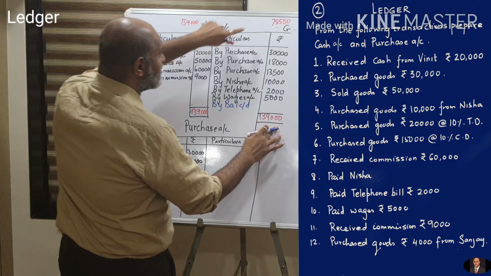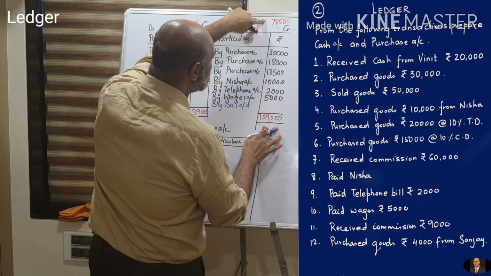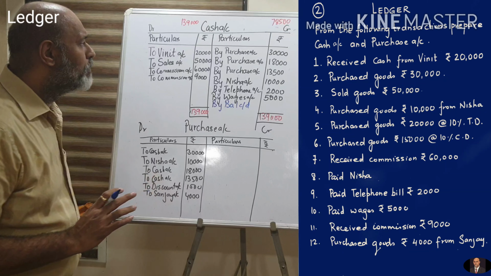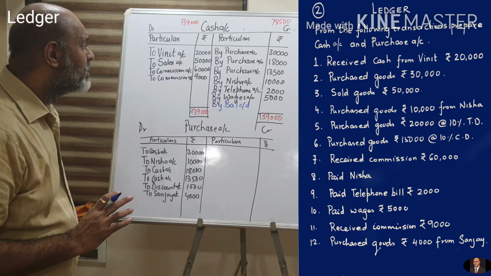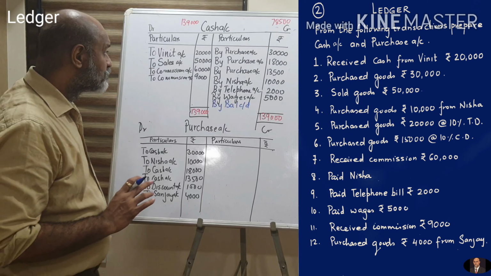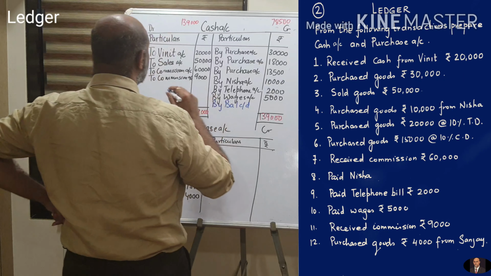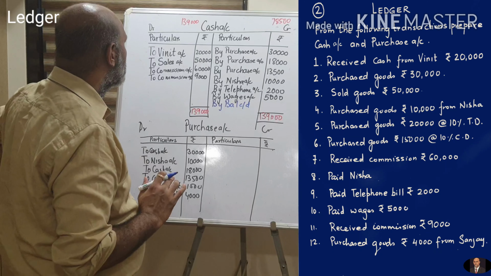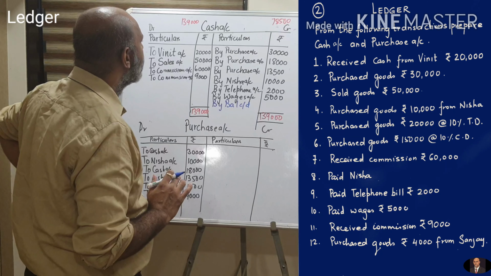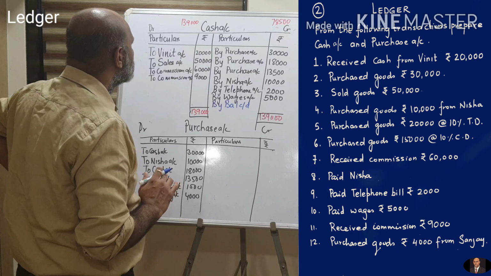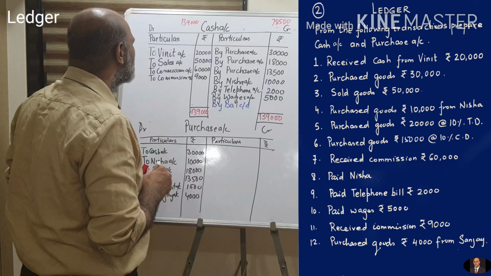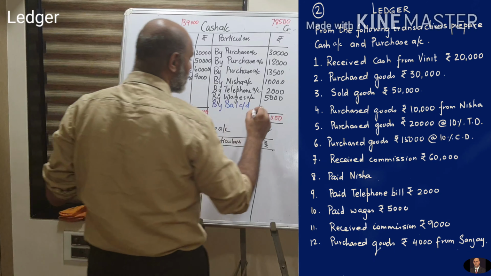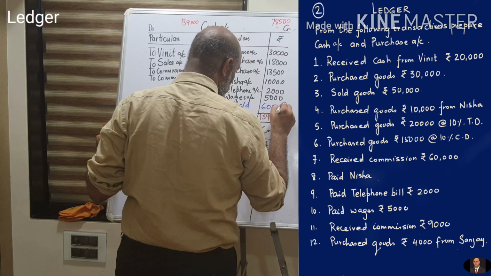From 1,39,000 I shall be minusing 78,500, which will give me 60,500. So this is my balance in cash.